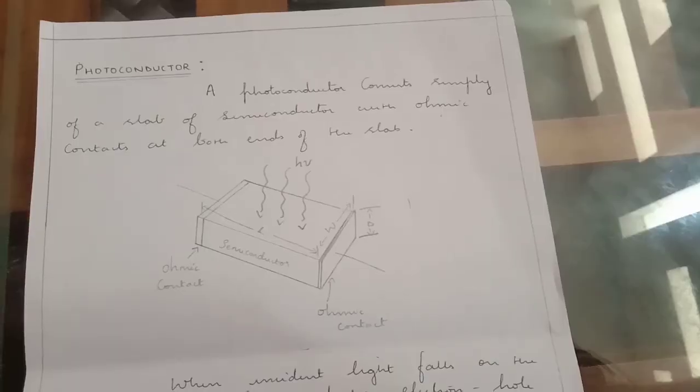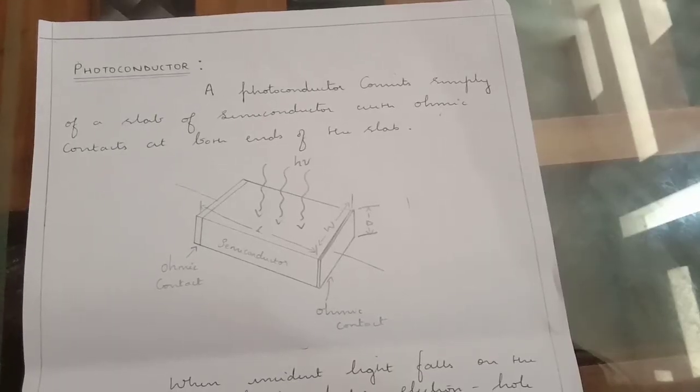The third requirement is low noise, that is, the photodetector should have minimum noise. The photodetector should also be compact in size, use low biasing voltage or current, have a long operating lifetime, and have a reasonable cost. So this is a little information about the photodetector.